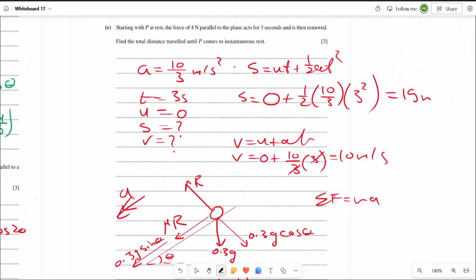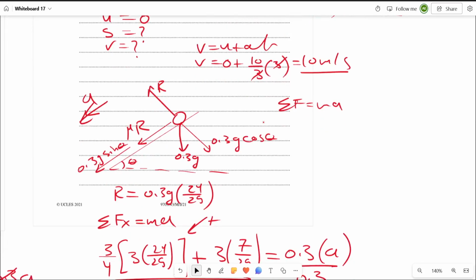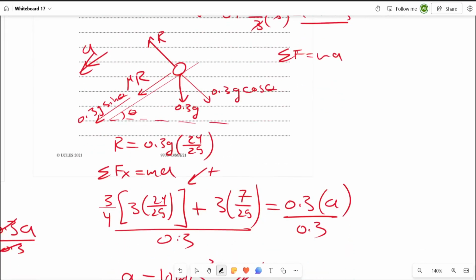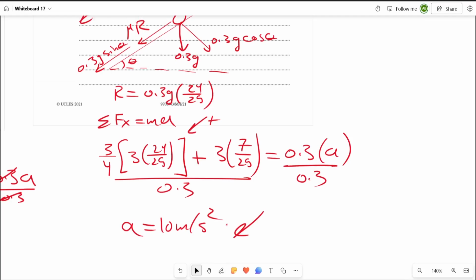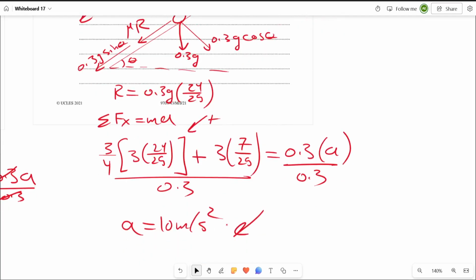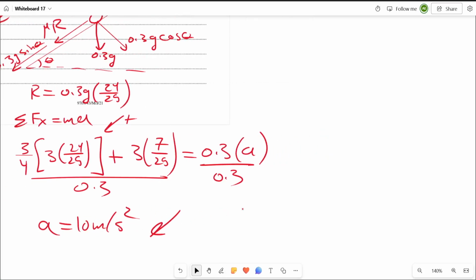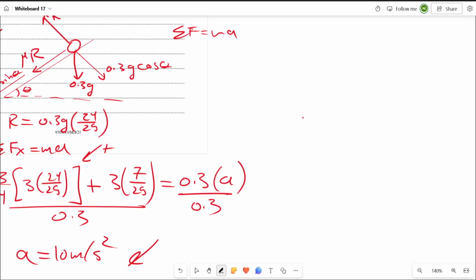So while the force was applied, we moved 15 meters and we reached a velocity of 10 meters per second, and we were moving with an acceleration of 10 over 3 meters per second squared. After the force is removed, now there is an acceleration down the slope of 10 meters per second squared. So I want to know how far it's going to keep moving until it reaches a velocity of 0, or instantaneous stop. So let's use kinematics again.